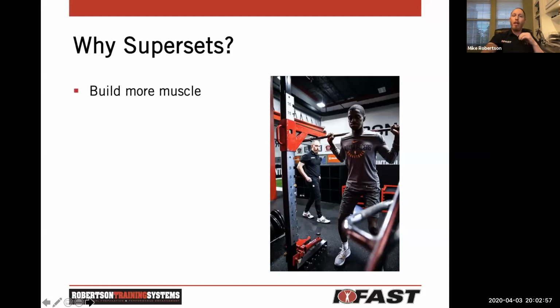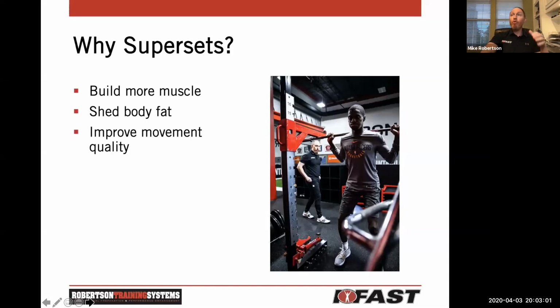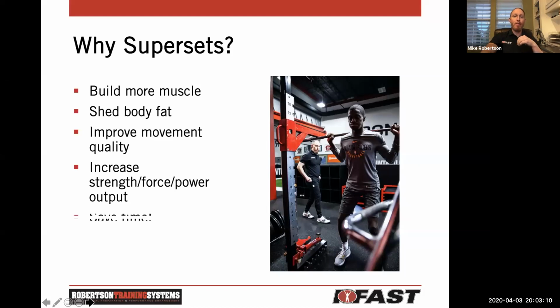Sometimes you'll get, I want to build more muscle. I want to shed more body fat. I want to improve movement quality. I think that's a really big buzzword these days. I want to increase strength, force, or power output, right? We want to see some performance benefits. But let's be real here. A lot of times it's flat out, we got to save time.